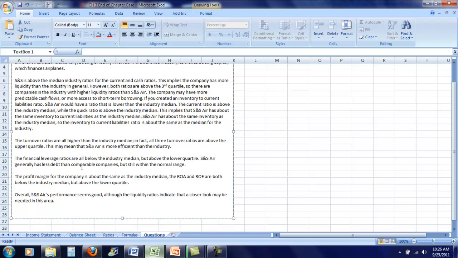Overall, performance seems good, although the liquidity ratios indicate that a closer look might be needed here. I think I said in class that cash is king. So we want to make sure that we have enough liquidity to cover our obligations. So we would look into this as a company based on this ratio analysis.